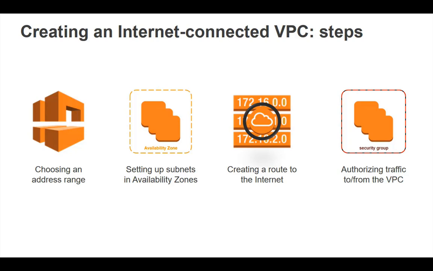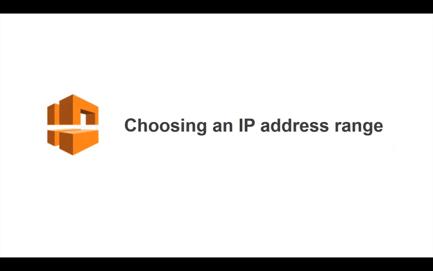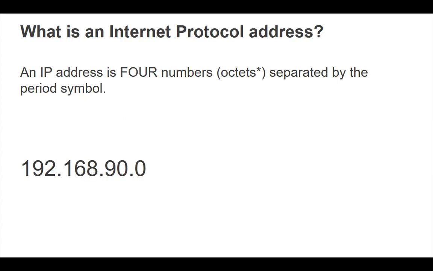You will of course need a way for your machines to be reached by the outside world, and you'll do that by creating a route to the internet. Obviously you're going to need to authorize traffic to and from your VPC. That is done with those security groups I talked about. So let's just jump over to choosing an IP address range. So those numbers that you saw on the previous slide, what do they mean? Well, an IP address is 4 numbers separated by the period symbol, which you're looking at here. It's a typical IP address.